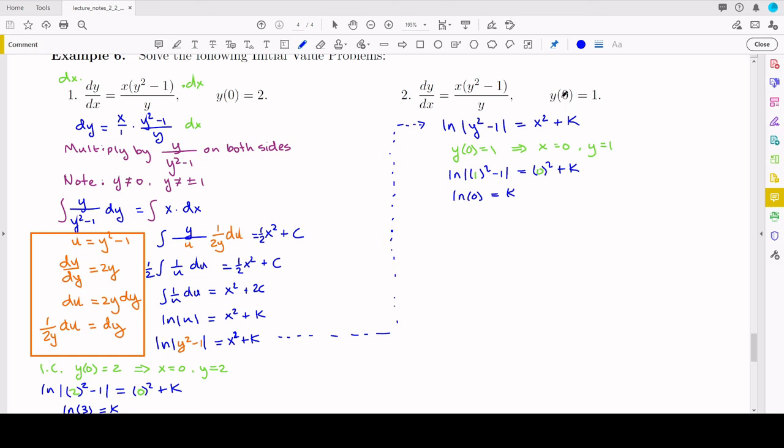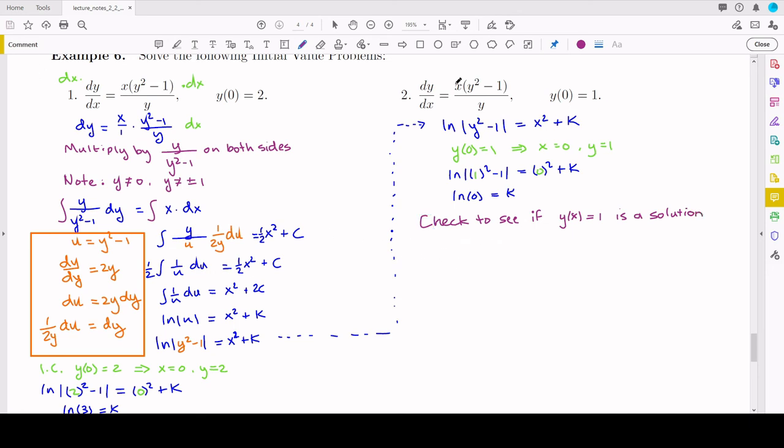So when something like that happens, what you can try to do is see if the constant function that satisfies that initial condition is a solution. So check to see if y of x is equal to 1. So the constant function is a solution to our initial value problem.